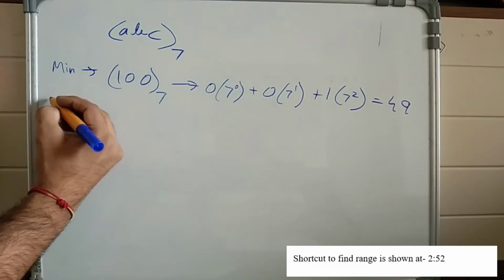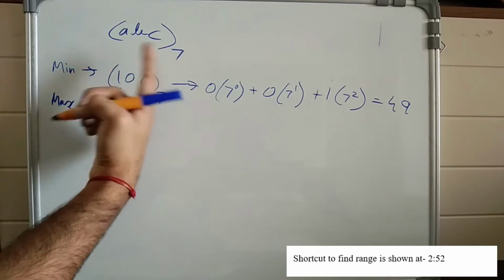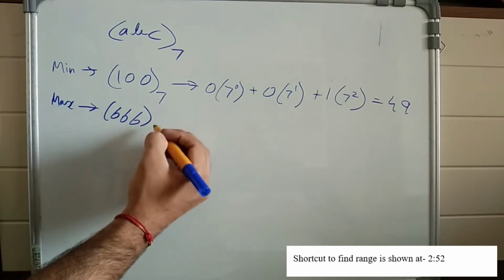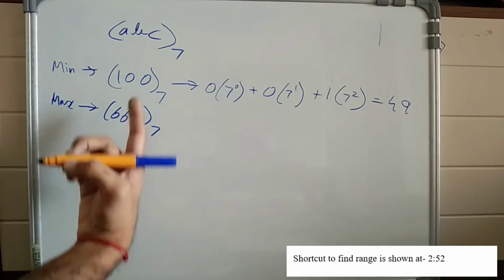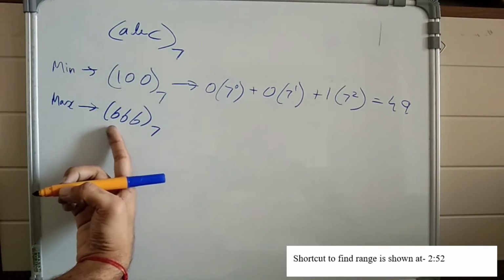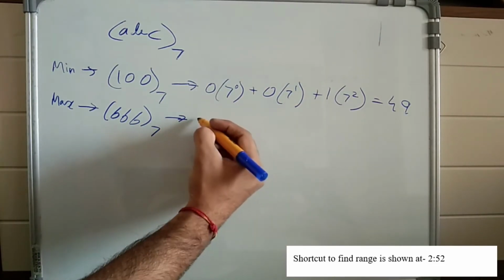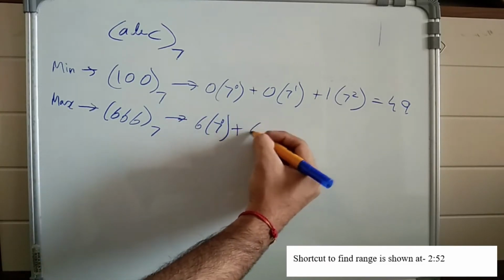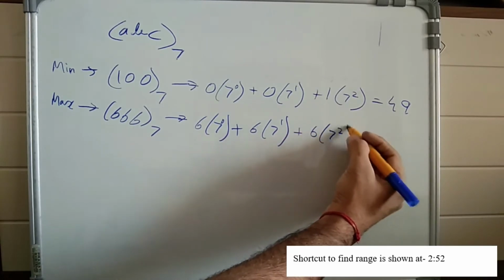Okay, if I have to talk about the maximum value, what can be the maximum 3-digit number when it is written in base 7? It can be 666, right? It can be 666 because 6 is the maximum digit that I can write when this particular number is in base 7. So the 3-digit maximum number is 666. If I convert this, it will be 6 into 7 to the power 0 plus 6 into 7 to the power 1 plus 6 into 7 to the power 2.